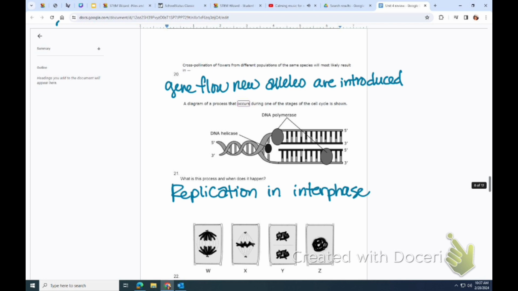All right, next picture now. This is mitosis. Who can tell me what's the correct order of those images? Xander? ZXWY. What part of the cell cycle did y'all say replication happened in? S phase. ZXWY are the correct steps, and that's your prophase, metaphase, anaphase, telophase, okay?